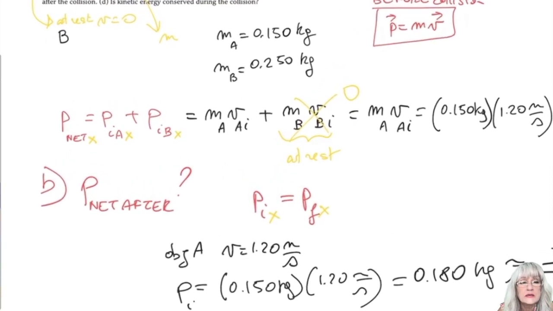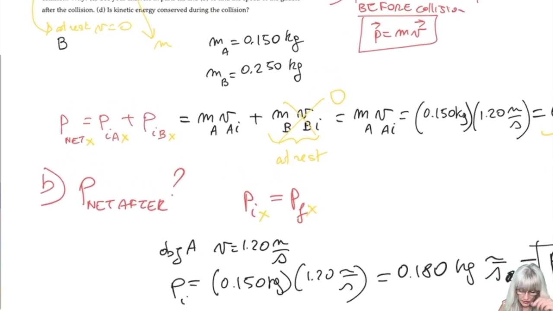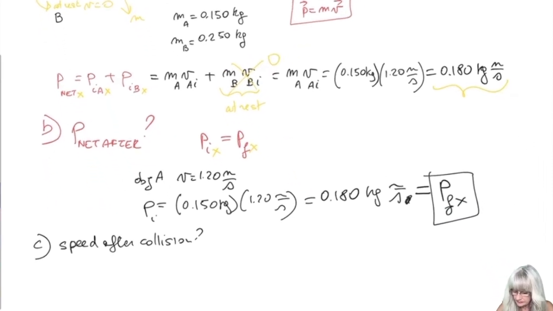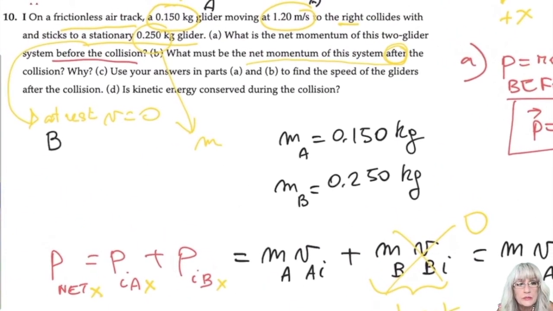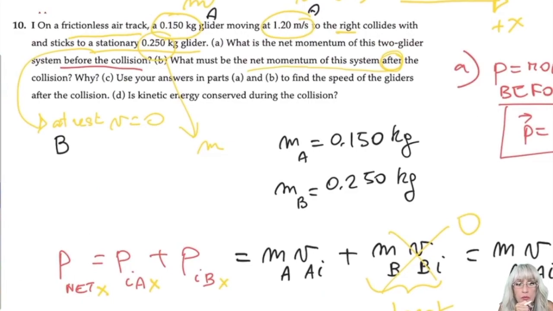In part C, it says use answer A and B to find the speed of the glider after the collision. So, speed after collision. We have an interesting problem here, because when they collide, these two gliders stick together. It says right here.